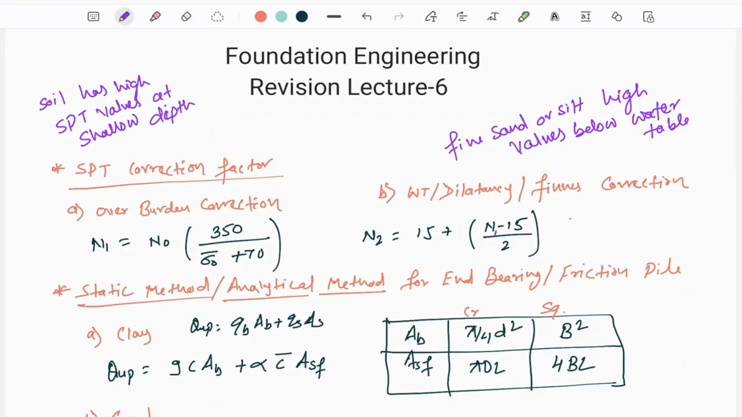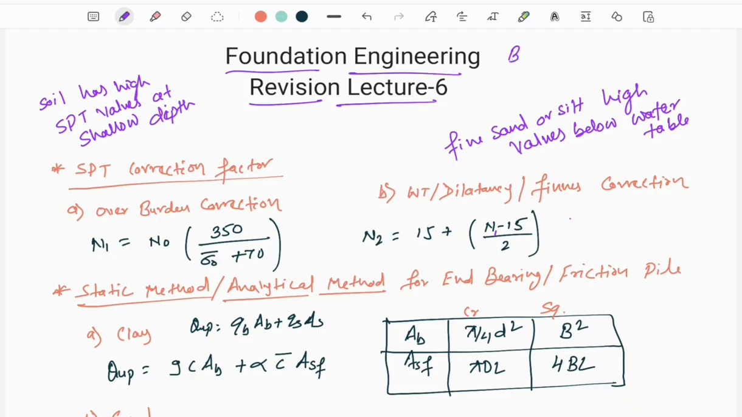Welcome to Btechnical. This lecture is in continuation of Foundation Engineering Lecture 5, which is a revision lecture. As you know, we have started a revision lecture of Geotechnical Engineering. This is the last part of Geotechnical, that is Foundation Engineering.